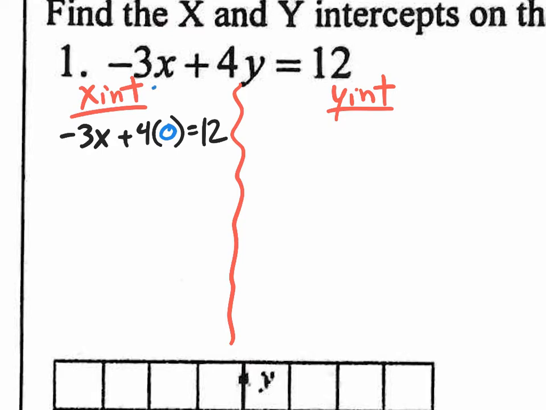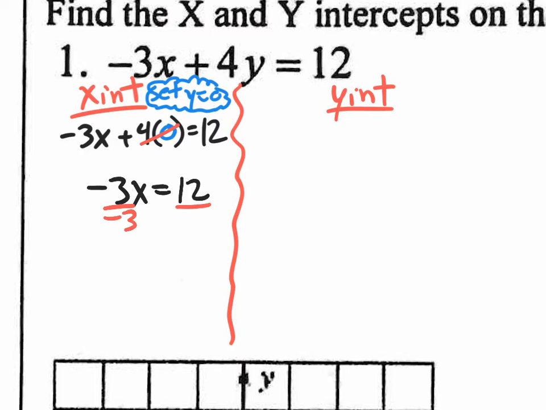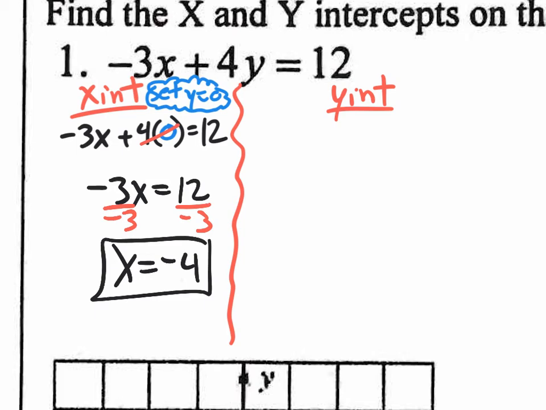Because for the x-intercept, I must set y equal to 0. Maybe I forgot to do that, little cloud. Set y equal to 0 and solve. So the 4 times 0 cancels out, and I have a new simple equation, negative 3x equals 12. And of course, I divide by negative 3 on both sides. And I get the answer x equals negative 4. And that is an x-intercept.